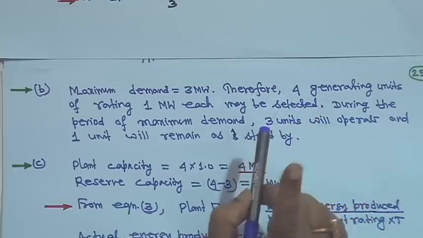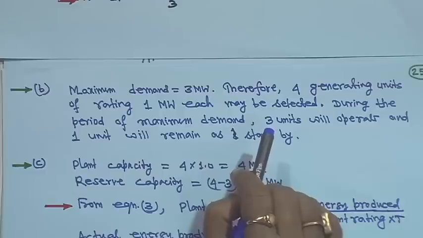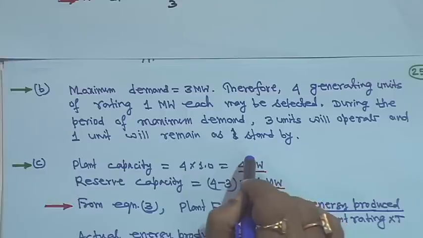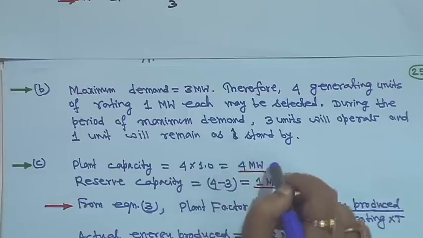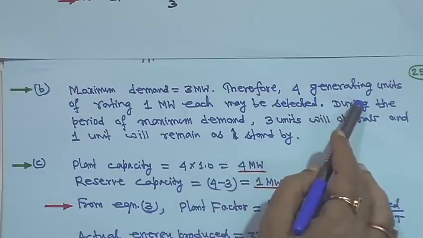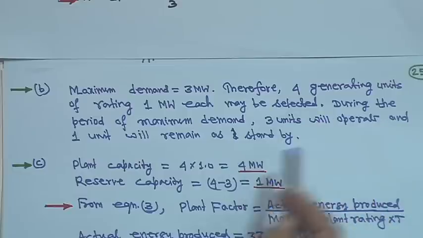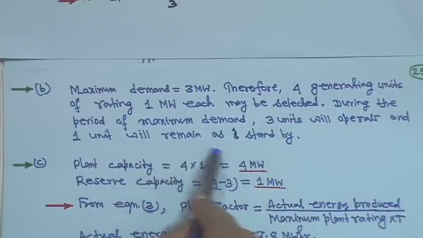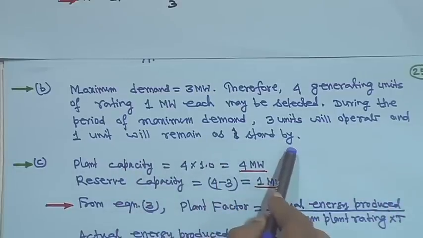If you consider 3 megawatt and 3 units, that is fine, as long as it generates, there is no loss of generation, but if one generator becomes faulty, then it cannot supply the load. That is why 1 extra is taken. So, 4 is taken. So, 3 units will operate and 1 unit will remain as standby.